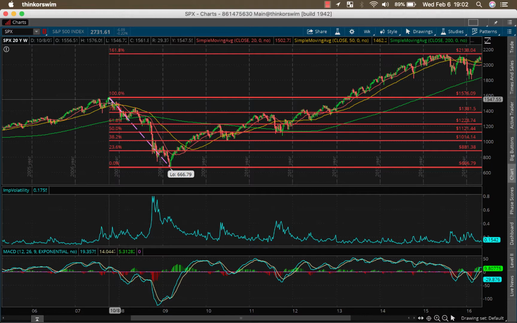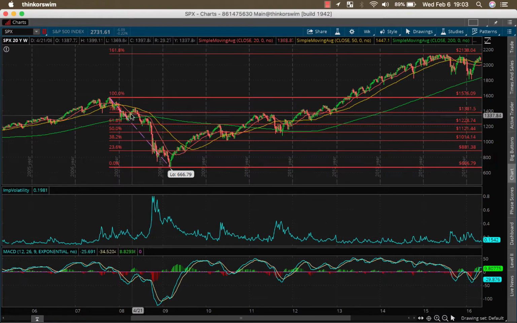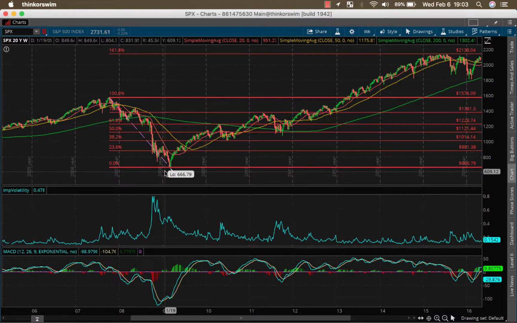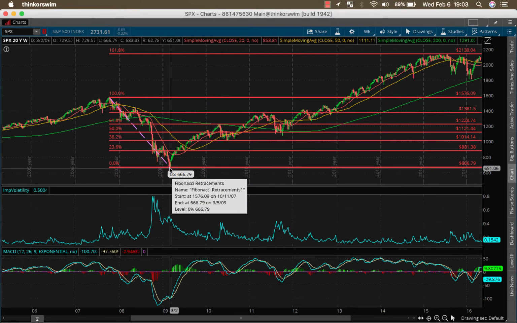And in October 2007, the market was at 1,576 on the S&P 500 and hit a low of 666. Wow. Those are lucky numbers. On March 5th, 2009.